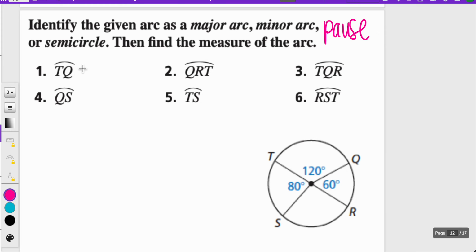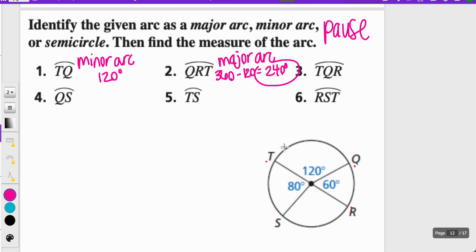So TQ is a minor arc, and it is 120 degrees. QRT. QRT looks like it's going to be a major arc already. And one thing we might want to do is find QRT's missing piece, or just take this leftover 120 minus 360. So 360 minus 120 is going to give us 240. Okay.